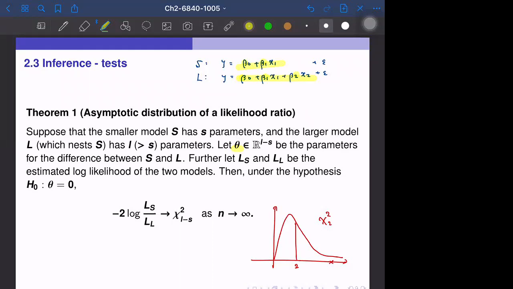Then further, let LS and LL be the estimated log likelihood functions of the two models. Actually the larger model always has larger likelihood, so LL is always larger than LS. So the log of LS over LL is negative. If we multiply by -2, that is always a positive number. And that converges to a chi-square distribution with degrees of freedom L minus S as n goes to infinity.